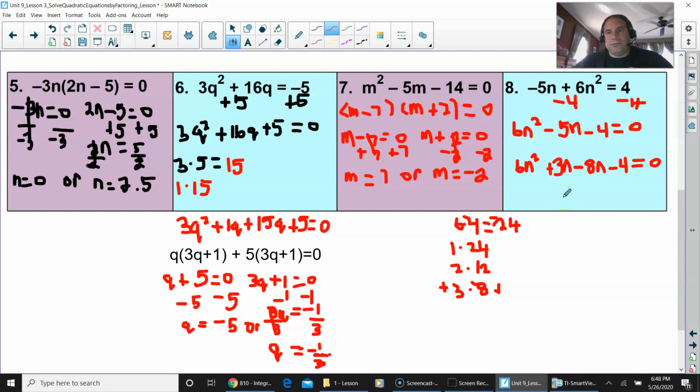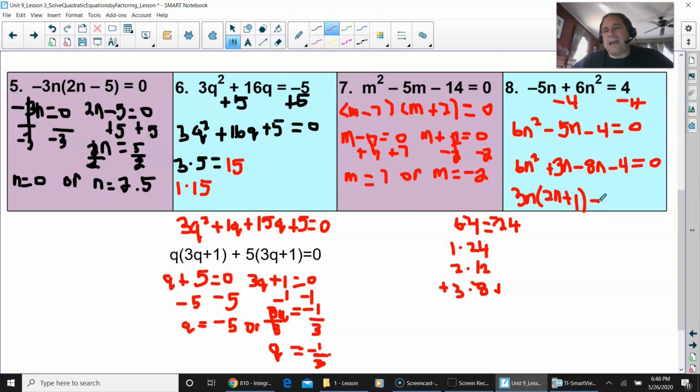So I'm going to go ahead and factor out my greatest common factor in the first 2 terms. I have a 3n as the greatest common factor. 3n times what equals 6n squared? 3n times 2n equals 6n squared. 3n times what equals 3n? 3n times 1 equals 3n.